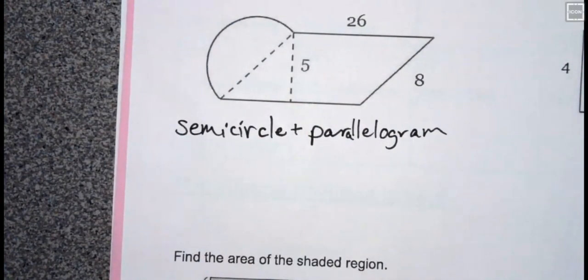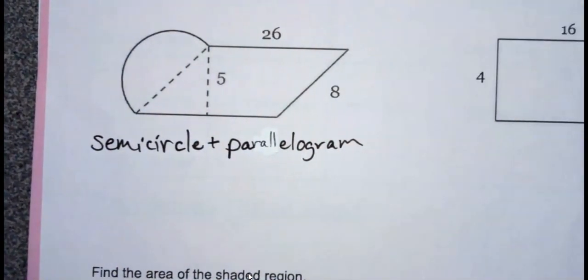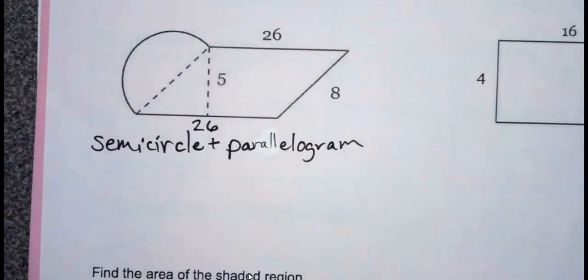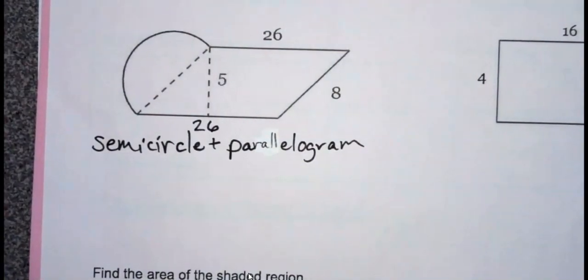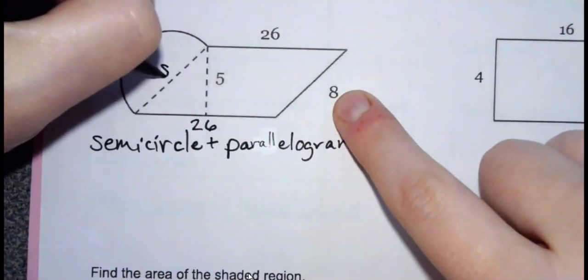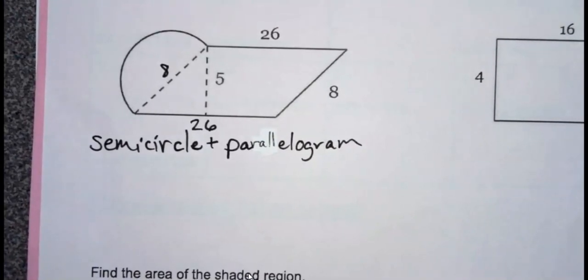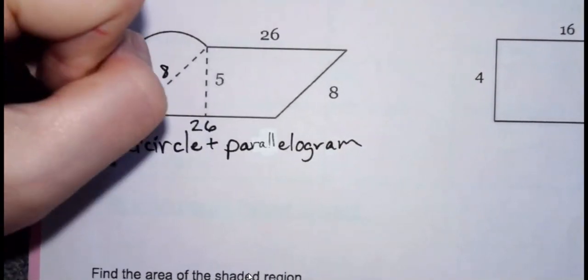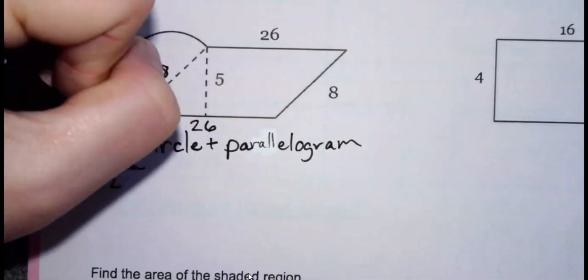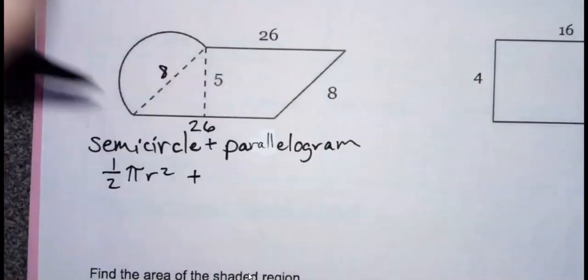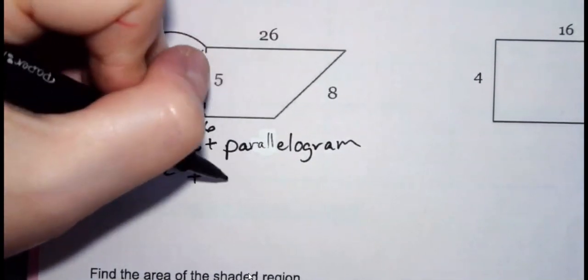Okay, semicircle plus parallelogram. Things that we should know about parallelograms. I pulled this straight from Delta Math, so you might see a problem like this today. Here is 26. This side is also going to be 26. This side is 8. This side is also 8, because it's just like a rectangle. Opposite sides are the same. For a semicircle, I guess we'll write that first. Here's the formula: 1/2 pi r squared. For a parallelogram, it's going to be base times height.